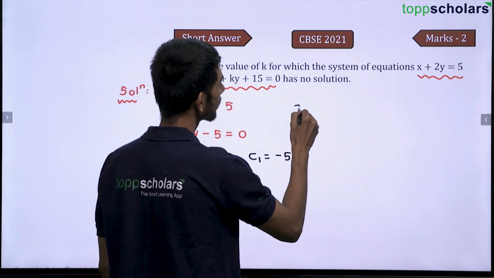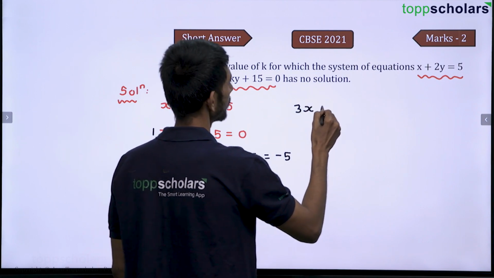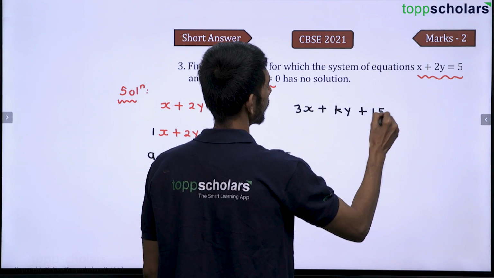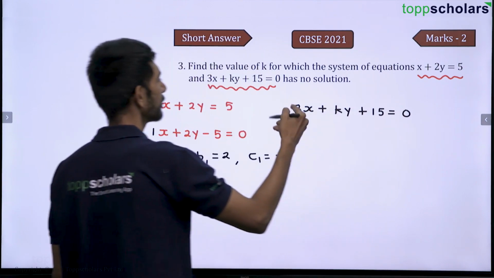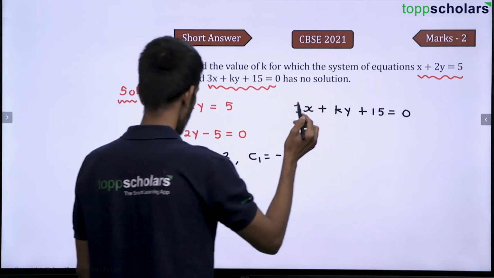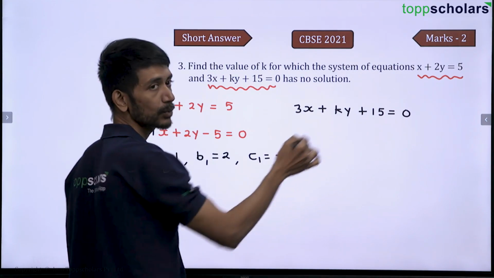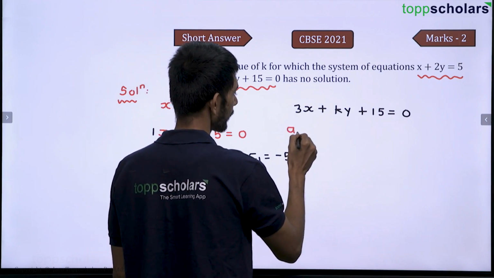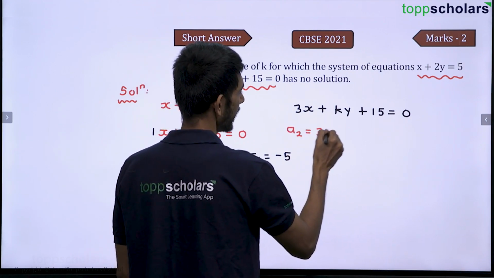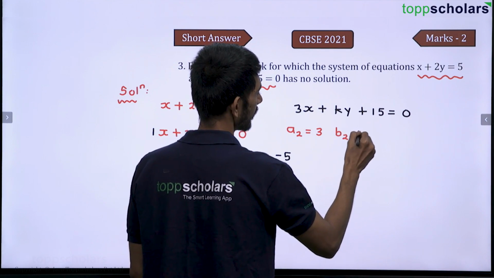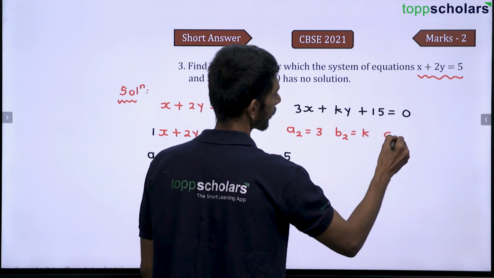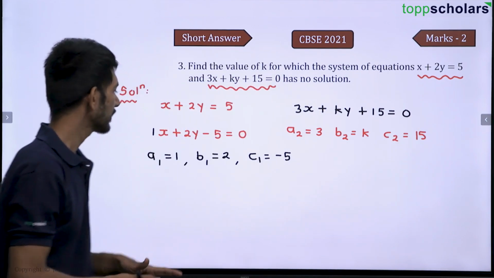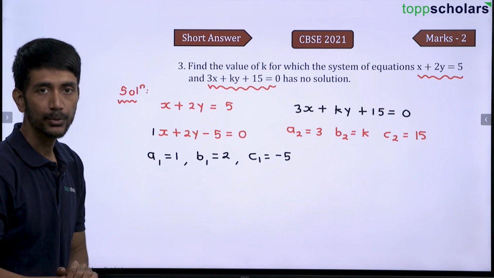What do I have? I have 3x plus ky plus 15 is equal to 0. Now if I compare this with a2x plus b2y plus c2, can I say a2 is 3, b2 is k, and c2 is 15. So this is a1, b1, c1, this is a2, b2, c2.